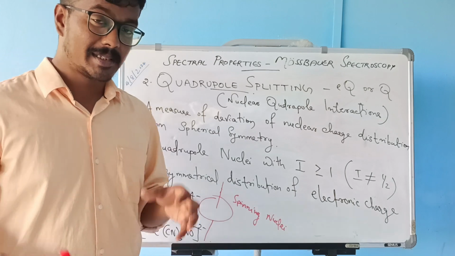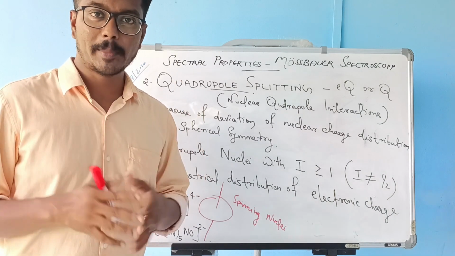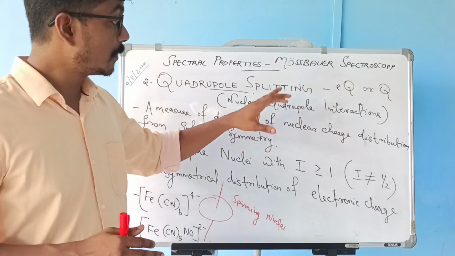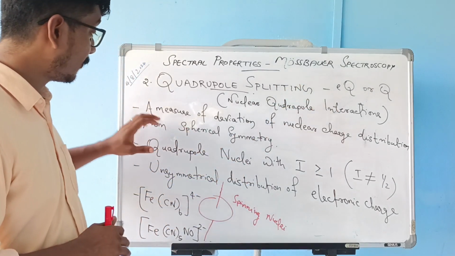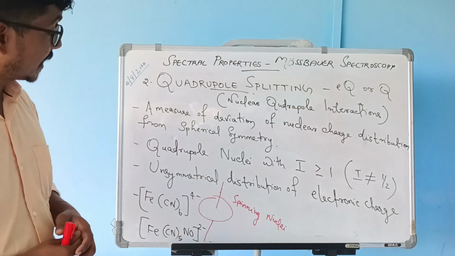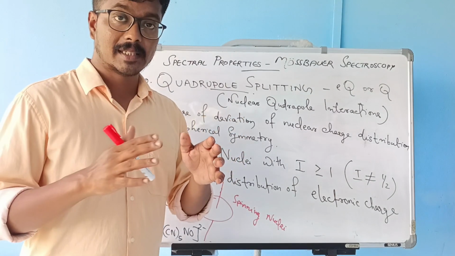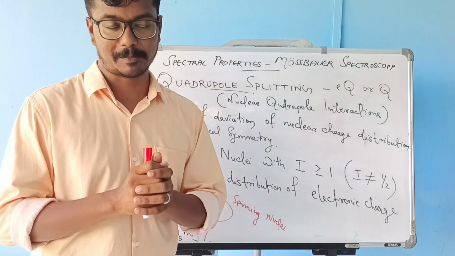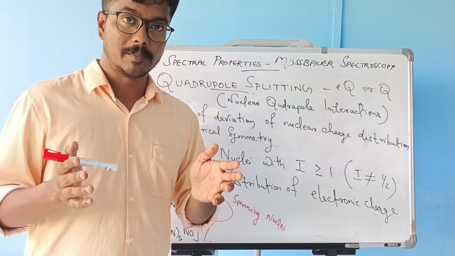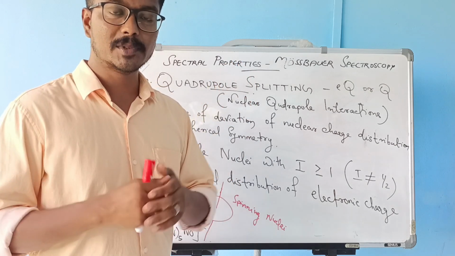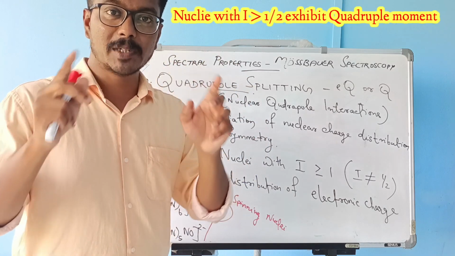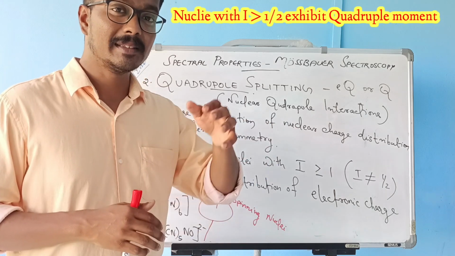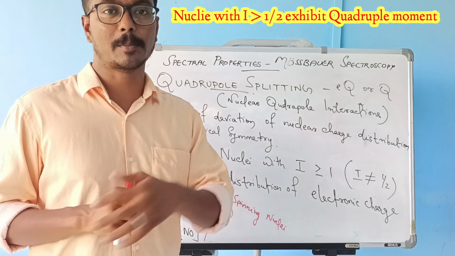It is a measure, a parameter. A quadrupole moment is a parameter that describes the deviation of a nuclear charge distribution from spherical symmetry. Let me explain that. The nuclear charge is distributed in a spherical manner. So if any kind of disturbance comes, the nuclear charge distribution will be tilted or deviated from its spherical manner. This deviation can be measured in terms of the quadrupole moment.